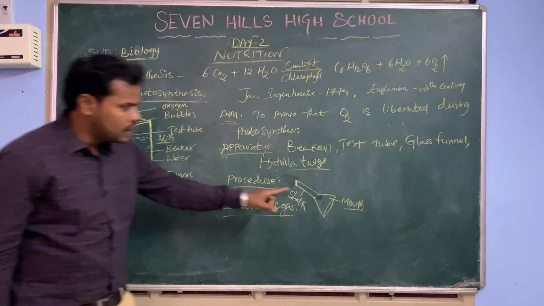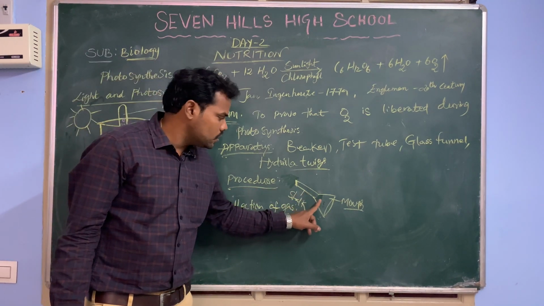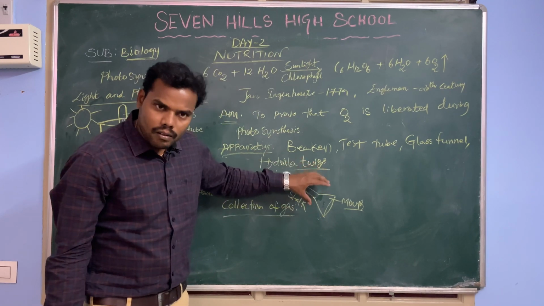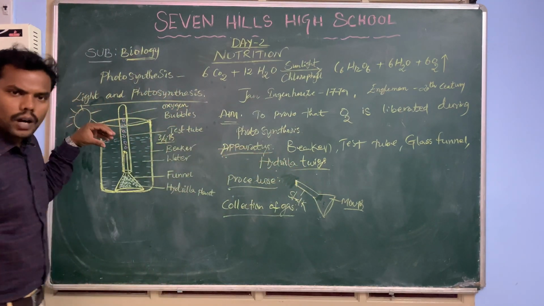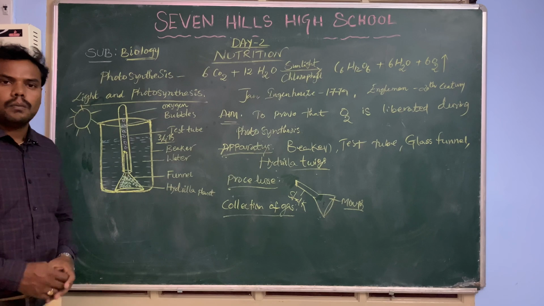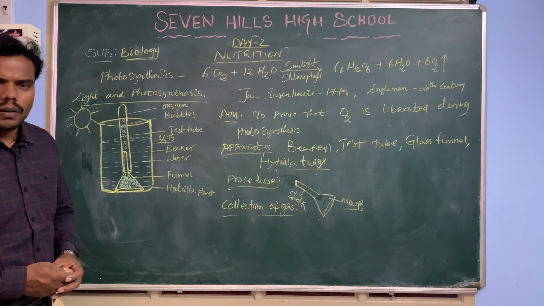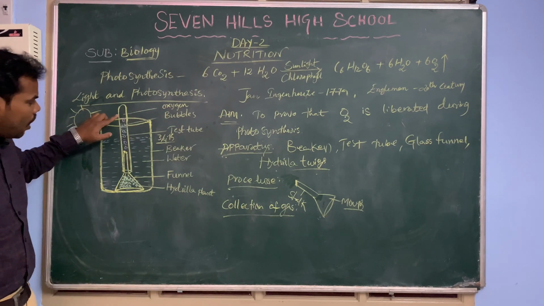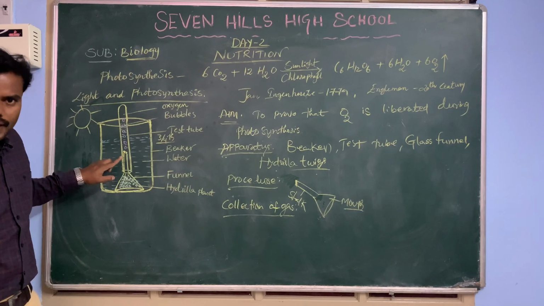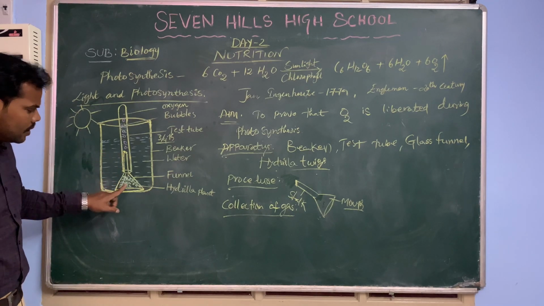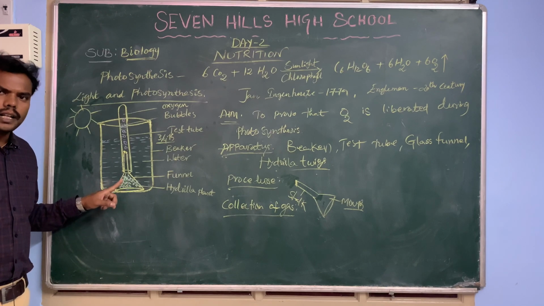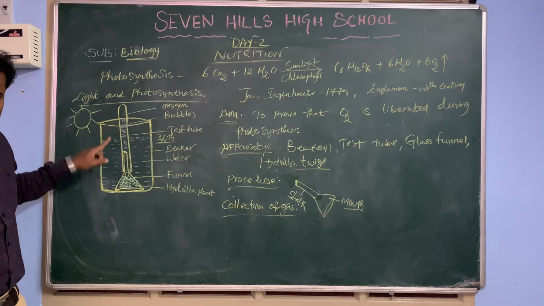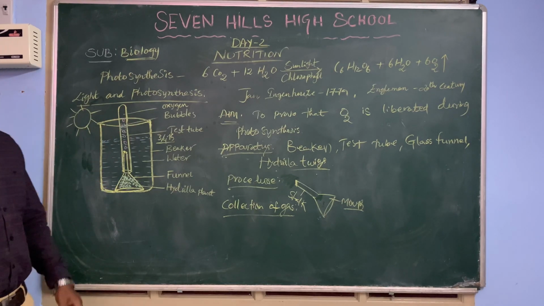First of all, we take the glass funnel. In the funnel mouth we place the hydrilla twigs, and the entire funnel along with the hydrilla twigs is placed in the water-containing beaker in the inverted position. Later we will take an empty test tube, and that empty test tube is placed on the stalk of the funnel in the inverted position.